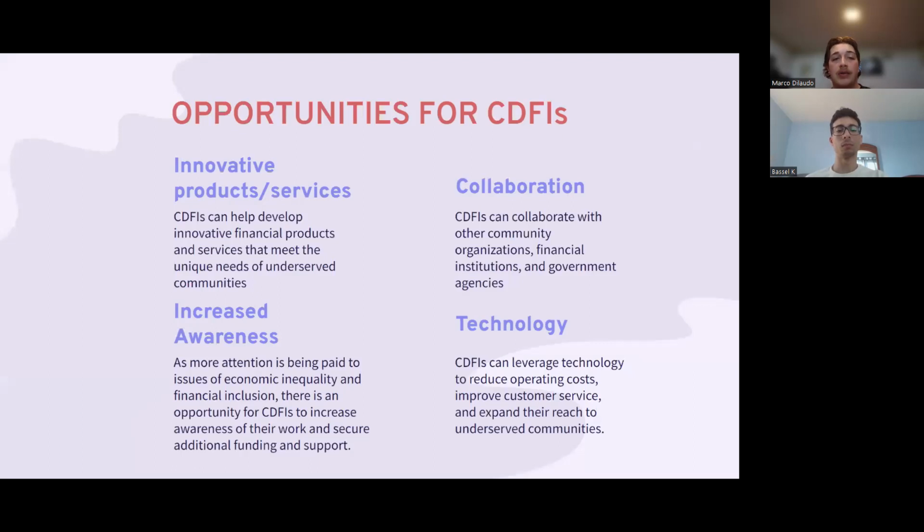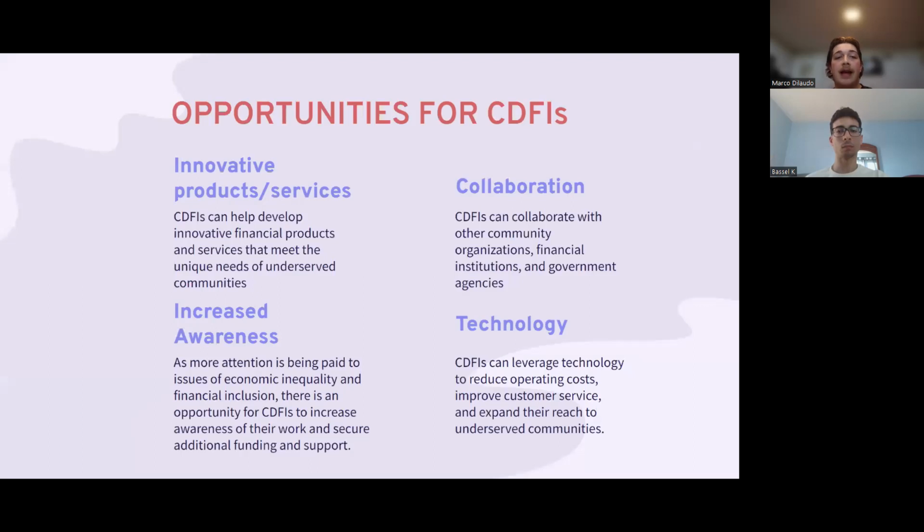To continue, CDFIs can increase awareness of their mission, services, and impact to attract more customers, investors, and partners. They can leverage various communication channels, such as social media, newsletters, events, and public relations, to reach out to underserved communities, investors, and policymakers. Moreover, they can participate in industry conferences, workshops, and networks to share best practices and learn from peers.